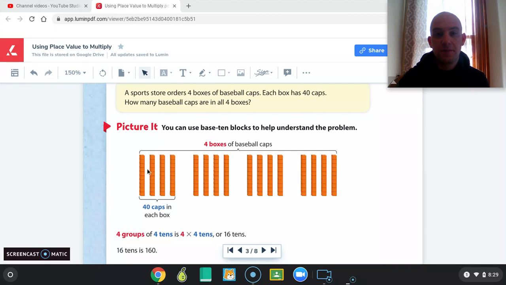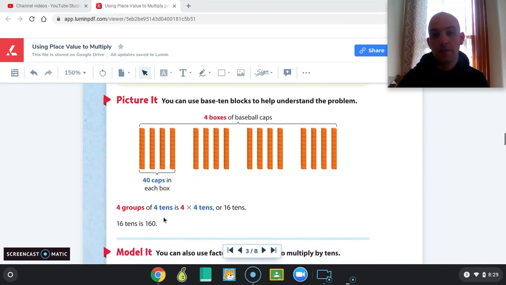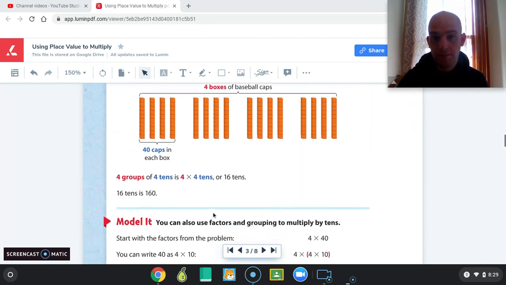So we look at our base 10 blocks here. We have 4 boxes of baseball caps. Each one of these is a box of baseball caps. And then there's 40 caps in each box. 4 groups of 4 tens. 4 times 4 is 16 tens. 16 tens is 160.